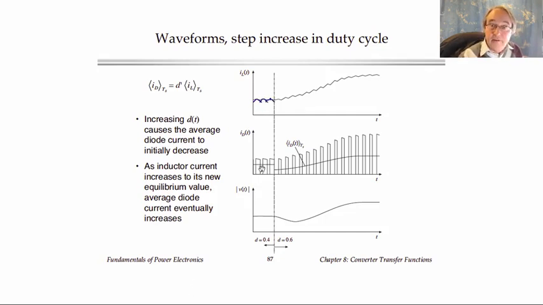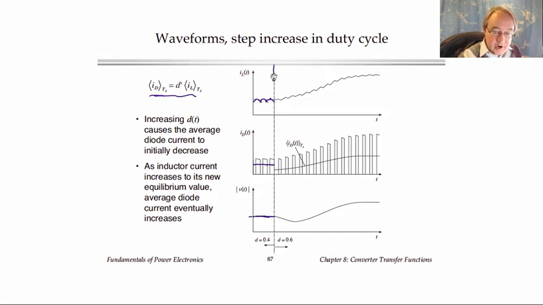The diode current is equal to the inductor current when the diode is on, and it's equal to 0 when the diode is off. So here's a sketch of that, the diode current waveform, and its average, which is D' times I_L, is also illustrated here. Finally, I've illustrated the output voltage as well.